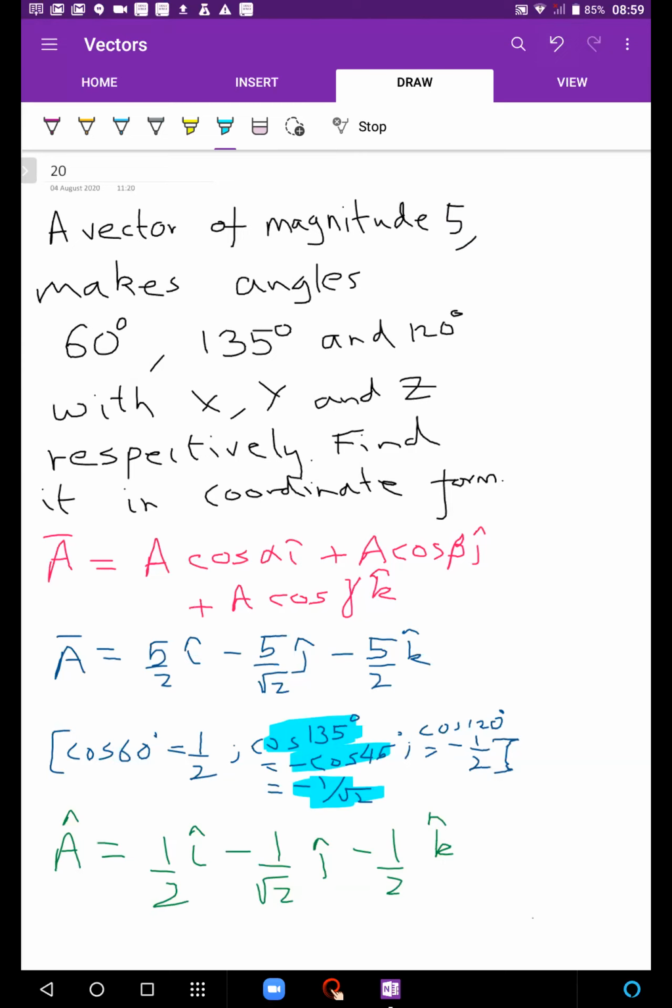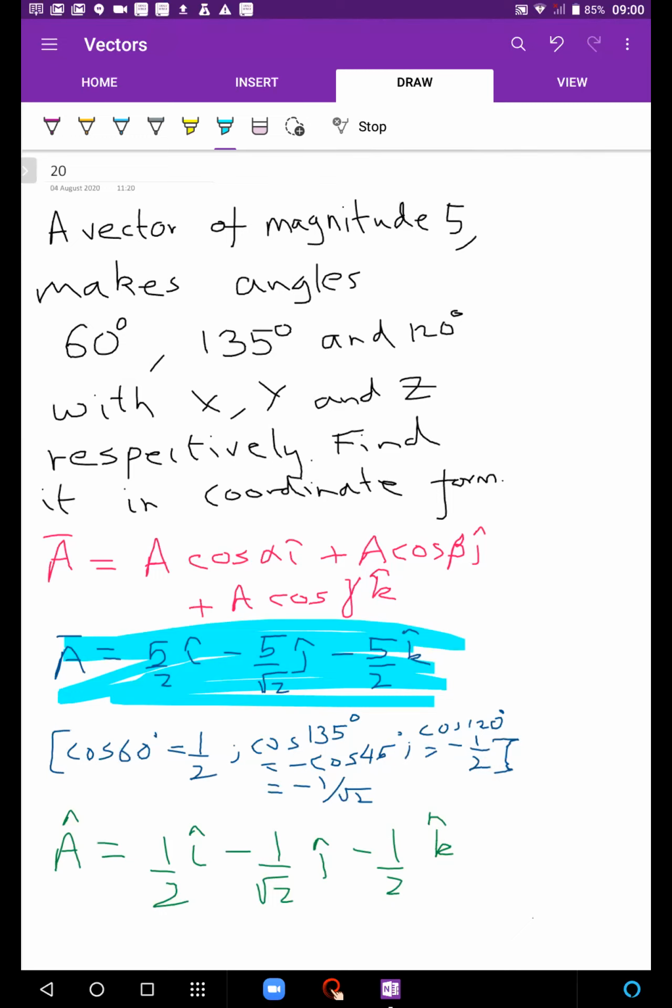So if I multiply the magnitude with cos 135, I get minus 5 by root 2, and this shall be along j cap. For the last one, again magnitude 5, cos 120 degrees se multiply karna, which is negative of cos 60, which is minus half, as we saw in the previous page. So cos 120 is minus half. 5 into that will give minus 5 by 2 k cap. यहाँ से अपना वेक्टर आ गया I cap, j cap, k cap के फॉर्म में. Any doubts so far?